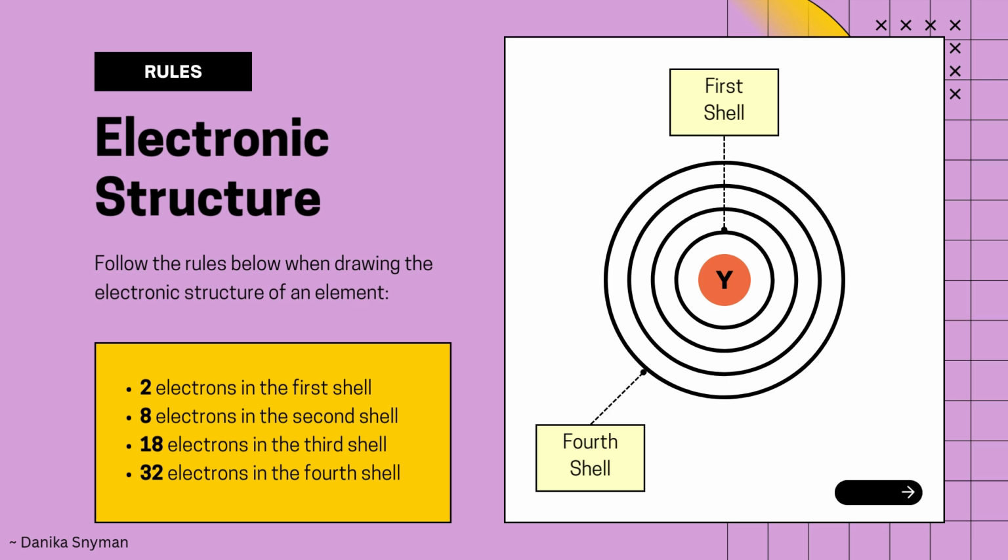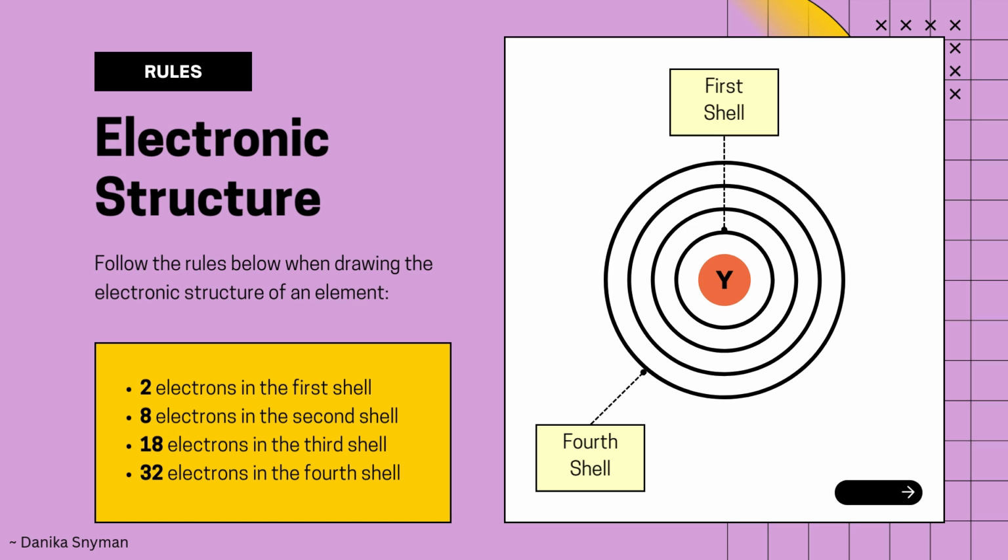So how many electrons can go in each shell? Here are the rules. In the first shell there's only 2 electrons, in the second shell 8 electrons, in the third shell 18 electrons, and in the fourth shell 32 electrons. And I want you please to pause the video and write these rules down of how many electrons can go in each shell, because this is very important for drawing the structure.